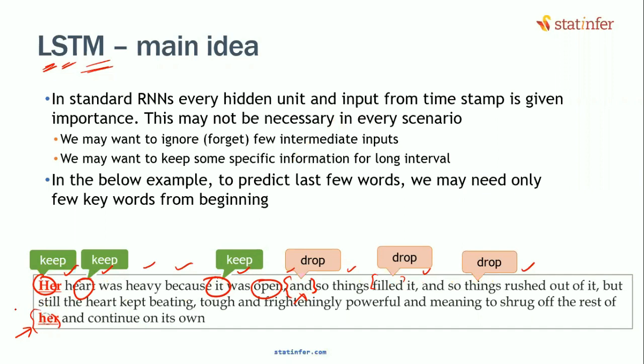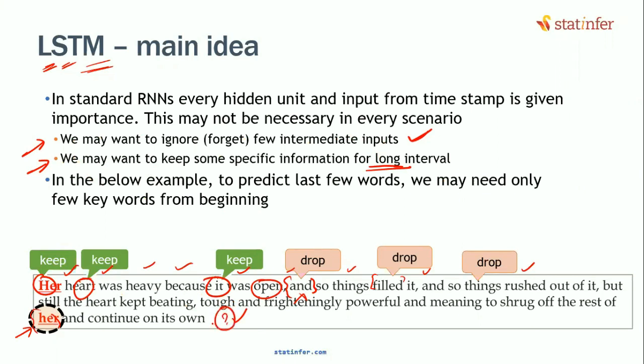So the main idea behind LSTM is we may want to ignore or forget a few intermediate inputs. We may have to forget some information. We may have to keep some specific words or specific information for a long interval. Let's say you have mentioned, I live in Bangalore, or I am traveling to New York. After a lot of sentences, you're talking about New York. Then something that was mentioned long back needs to be kept, and used for the prediction of the next word.